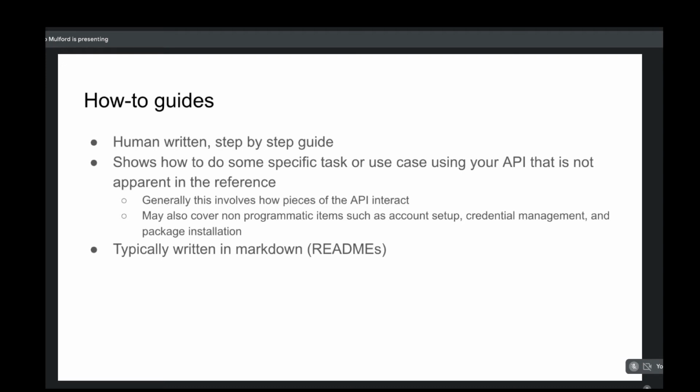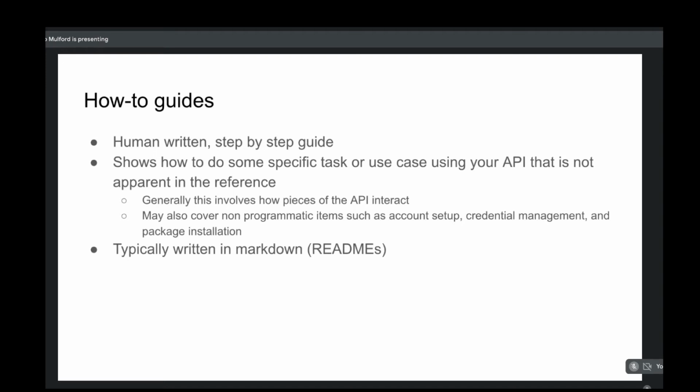So your how-to guides are human-written step-by-step guides that show how to do some specific task or use case that's not really apparent in the reference. And a lot of times, as I said, there are things that might be hard to document in the reference. So how are you going to show those? Well, that's how you do this, through the how-to guides. And typically, these how-to guides are written in Markdown. One of the most common presentations of how-to guides is a Readme.